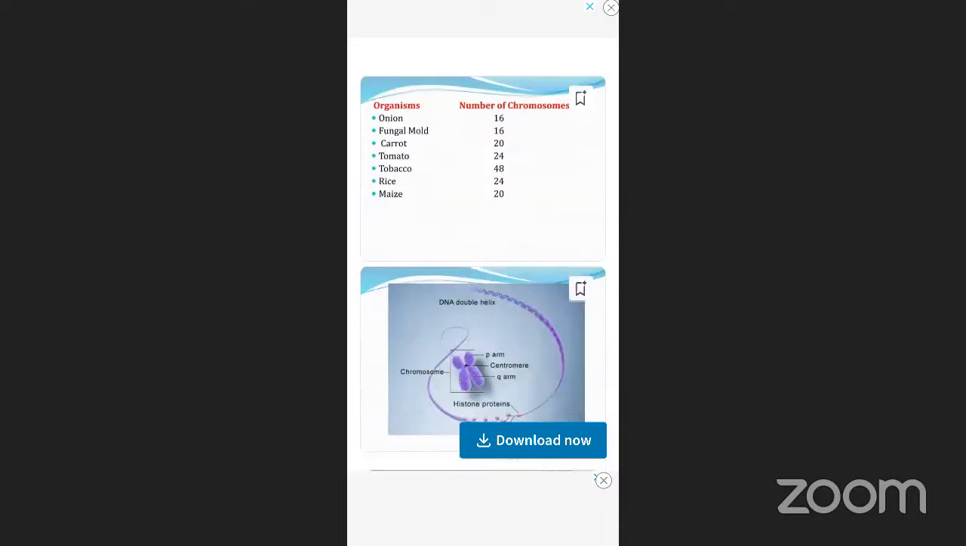Another important one is Haplopappus. The lowest chromosome number is seen in Haplopappus, with two chromosomes. This is very important.